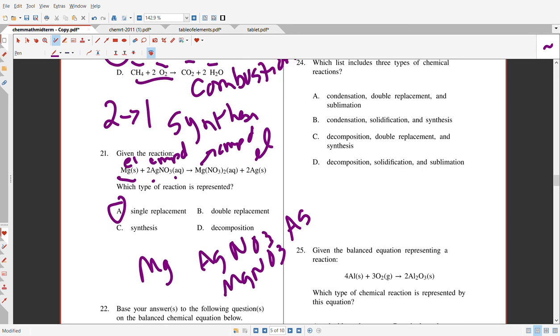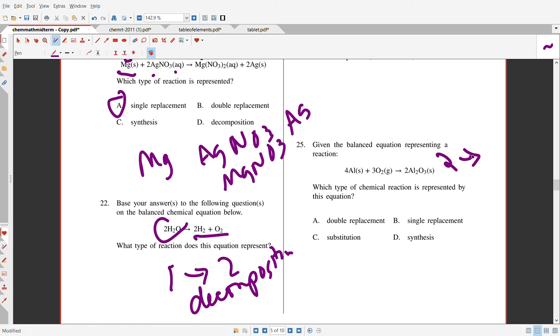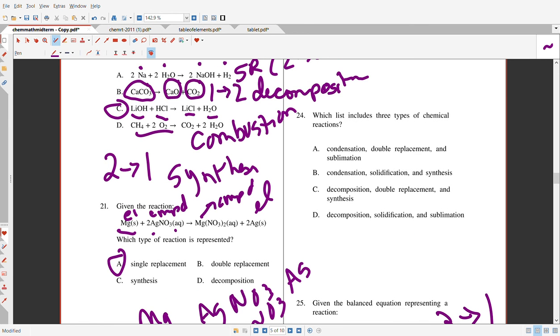That's single replacement. This is one breaking up into two things. You see that? You remember the name? Yeah. Decomposition, right? And here, this is 2 going to 1. 2 going to 1 is the opposite of decomposition, and it's called, you're making something, synthesis. Now, 3 types of chemical reactions: decomposition, double replacement, synthesis.